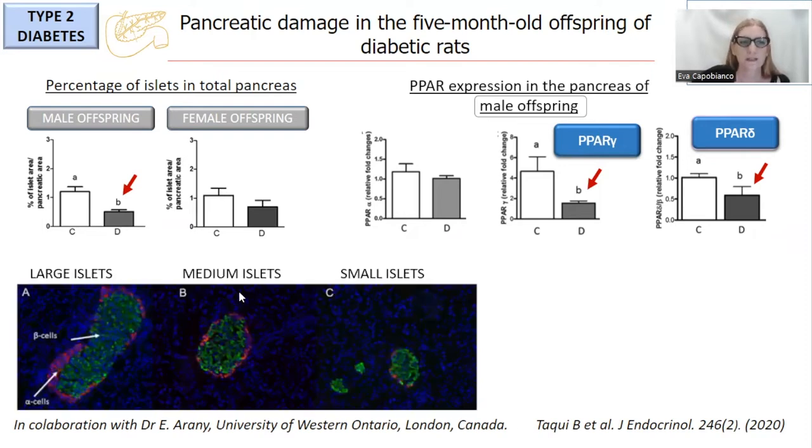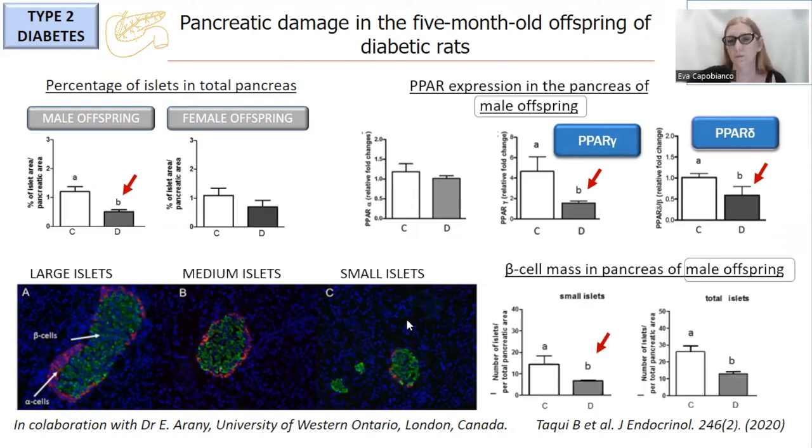We also studied the number of different sizes of islets, and we found that there was a decrease in the number of small islets, leading to a reduction in the number of total islets in male offspring.